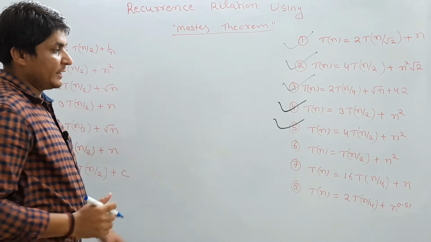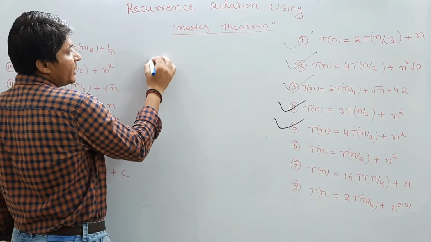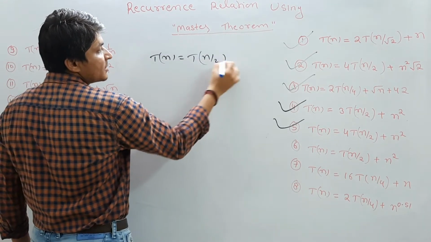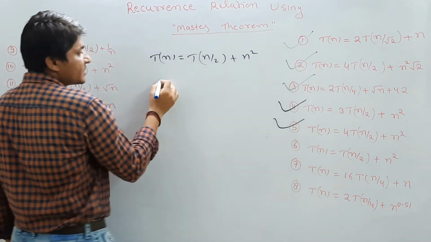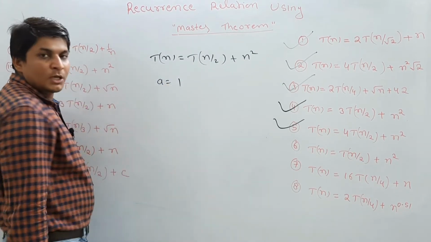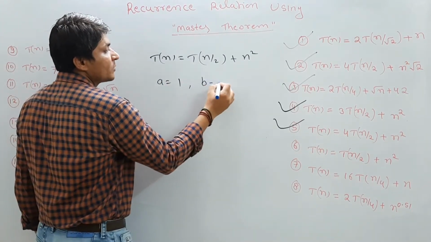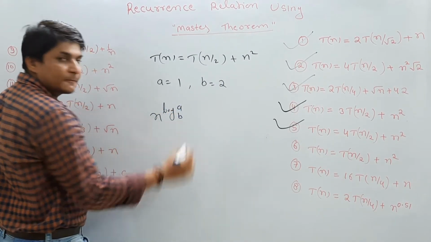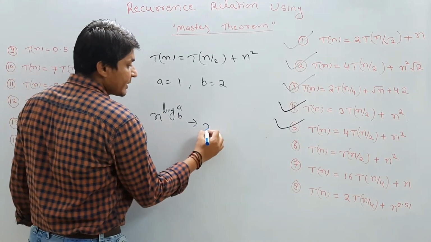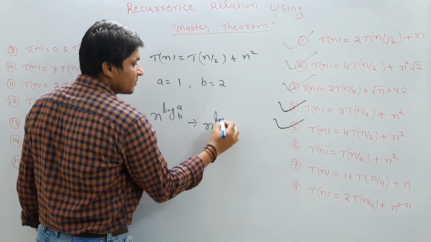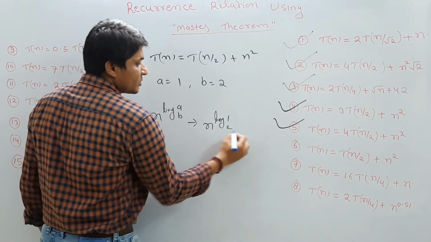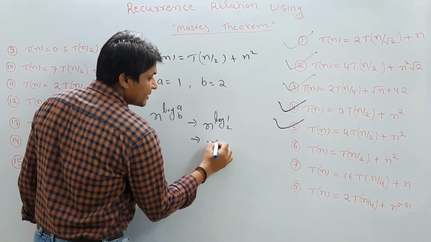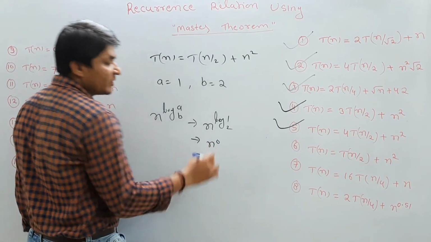Now let me solve the next example. So the next example is T of n equal to T of n by 2 plus n square. Now in this case a value is what? A value is 1, b value is 2. If you calculate n raised to power log a base b, so now let us calculate n raised to power log 1 base 2. Log 1 is nothing but 0. So it is going to be n raised to power 0, which is ultimately constant value 1.